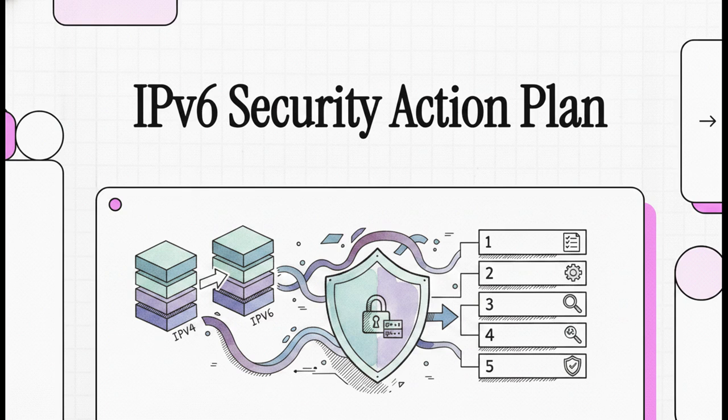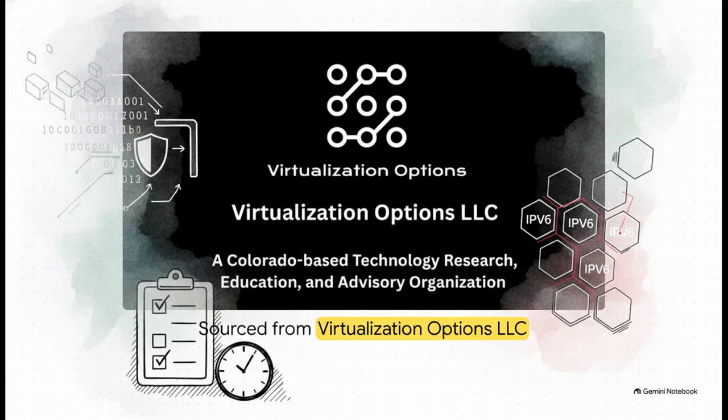Now, if you're a network engineer or security pro who knows IPv4 inside and out, but you're kind of new to IPv6, well, you are in exactly the right place. The dual-stack reality means your old playbook just isn't going to cut it anymore. So today, focusing exclusively on Chapter 10 of the source material, we are totally done with the theoretical stuff. We're focusing entirely on your immediate, boots-on-the-ground deployment action plan. We're shifting gears from vulnerabilities to your direct lifeline from Monday morning. This is the definitive checklist from Virtualization Options LLC.